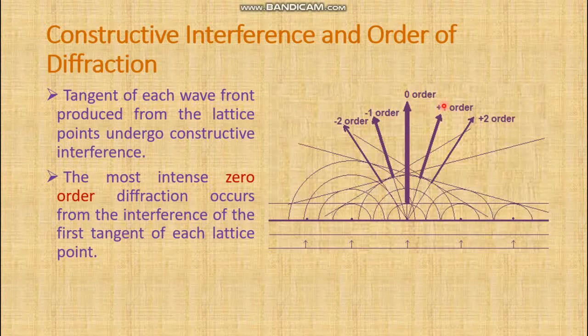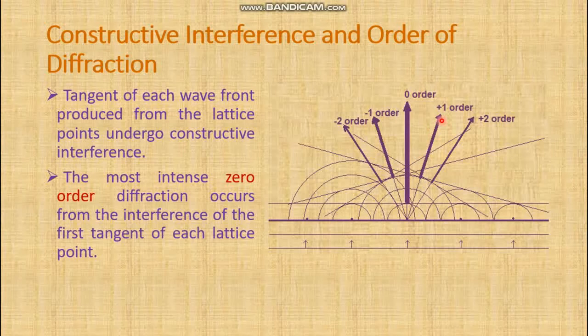Now I use the term reflection. Reflection must be quoted with inverted commas, because this is not reflection, this is diffraction. But since we are selecting those diffracted rays which appear to be following the laws of reflection, that is why the term reflection is used. But whenever we write the term reflection, it must be enclosed by inverted commas. Okay, this way, after the first tangent, second tangent, third tangent interference, the first order reflection is obtained.